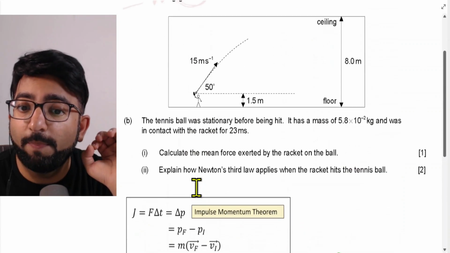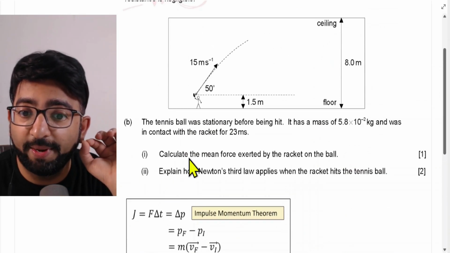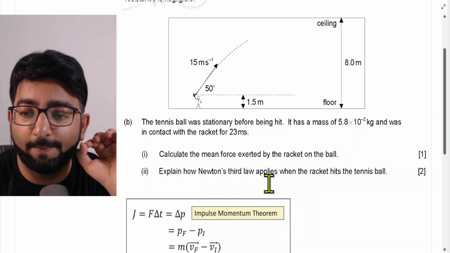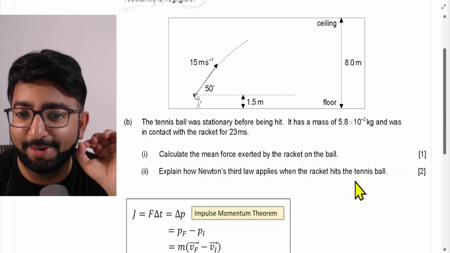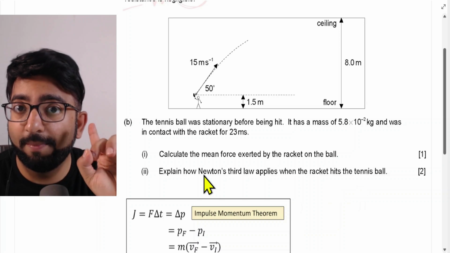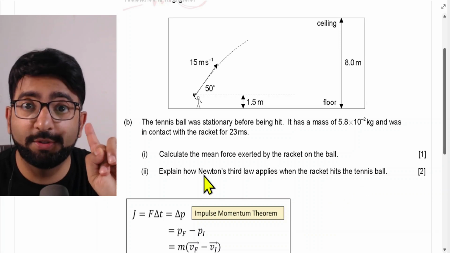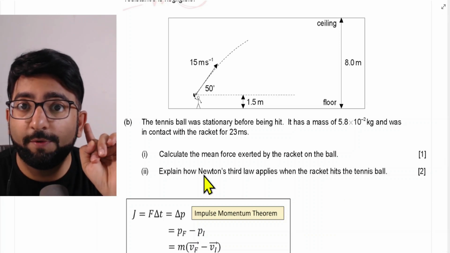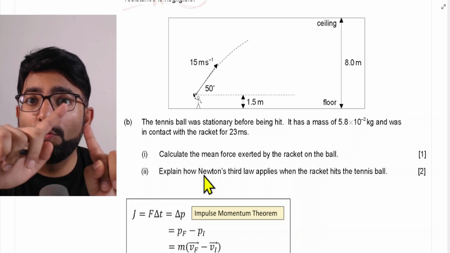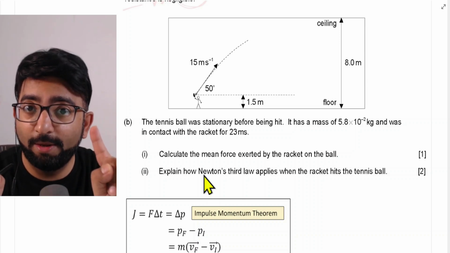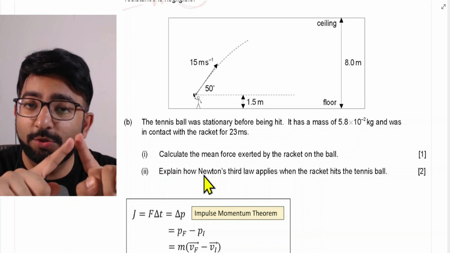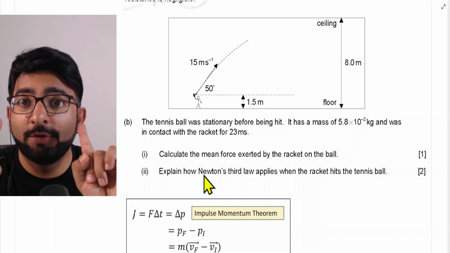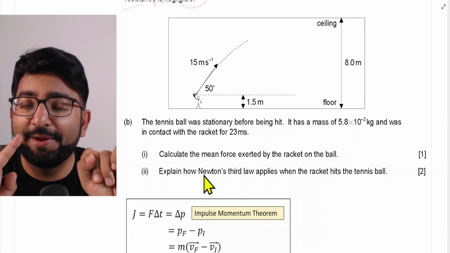Now, in the second part of the question, we were supposed to explain how Newton's third law is applicable when the racket hits the tennis ball. So, Newton's third law, we remember, is the action and reaction pair. Forces are always in pairs. So, if object A is exerting a force on object B, object B will also exert the same force on A, but in the opposite direction. So, magnitude is the same, directions are opposite.